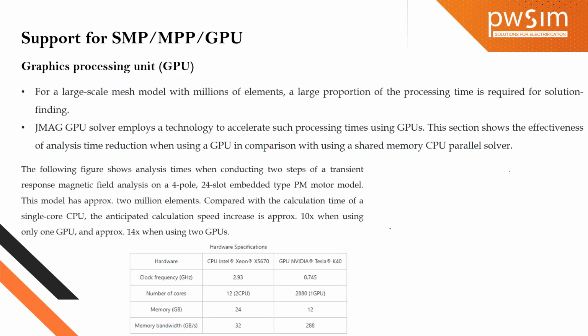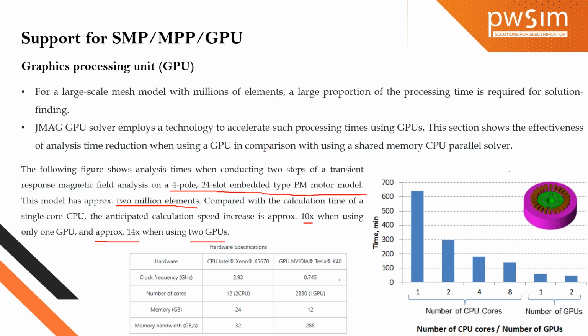The following figure shows analysis times when conducting two steps of a transient response line speed analysis on a 4-pole 24-slot embedded type PM motor model. This model has approximately 2 million elements. Compared with the calculation time of a single core CPU, the anticipated calculation speed increases approximately 10 times when using only one GPU and approximately 14 times when using two GPUs. Okay, here is the example of this.